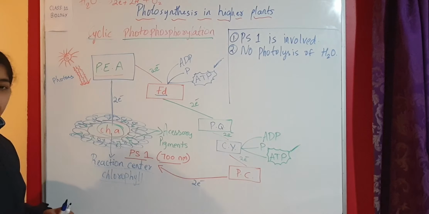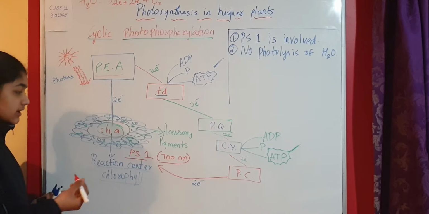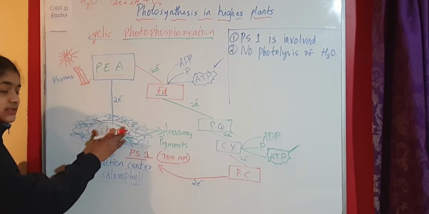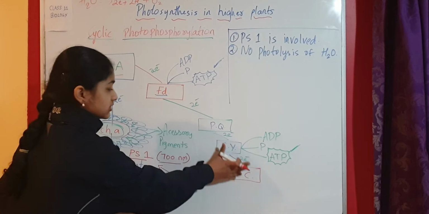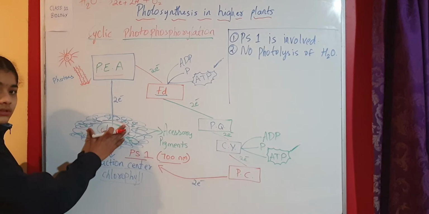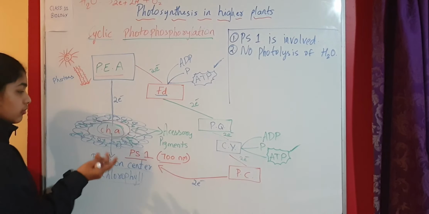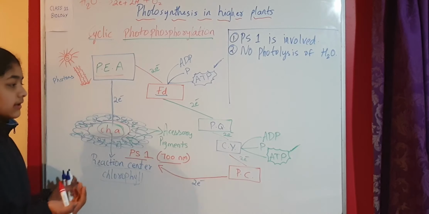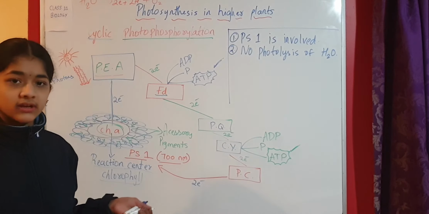Why is there no photolysis? Because here, if you notice carefully, the pair of electrons has started its journey here, and after finishing its journey, it's coming back to the same place. If you think of this as the electron's home, it's coming back to its home at the end of the day. That's why we're calling it cyclic, right? So that's why we don't need photolysis of water.